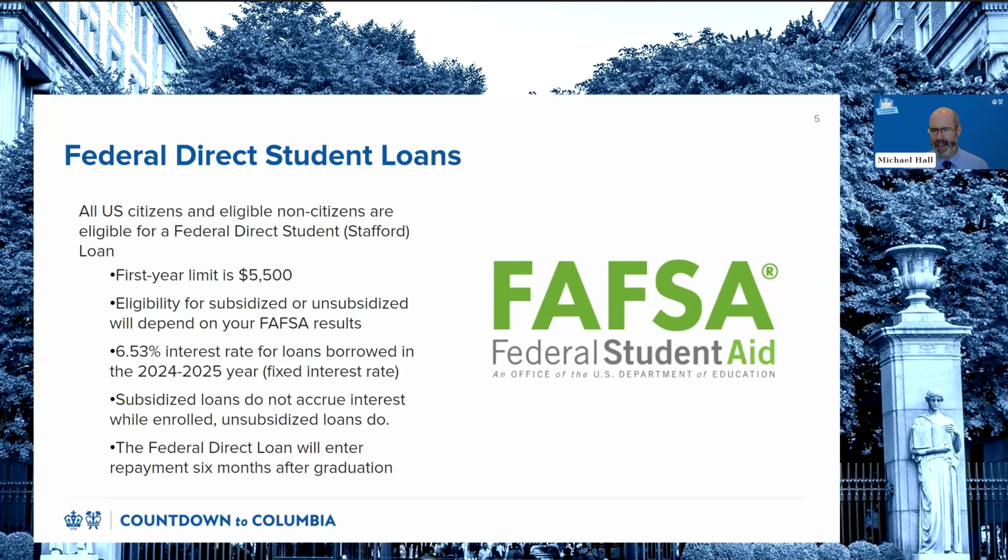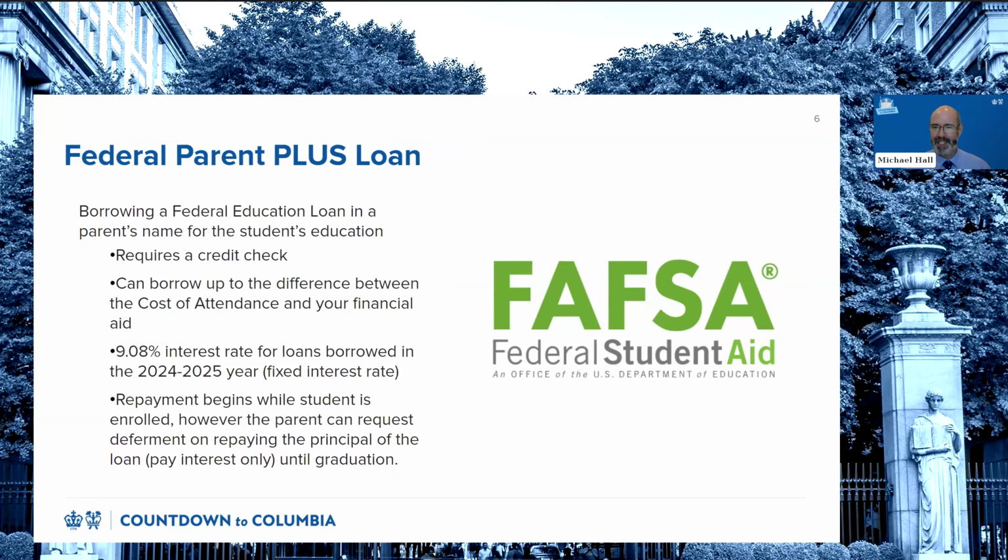Okay, now sometimes $5,500 is just not quite enough if you need to borrow more. Or let's say the family's like, yeah, we want to get a loan in the parent's name as opposed to the student. We want to leave the student debt free, but we do still need, as parents or family members, to borrow some loans.